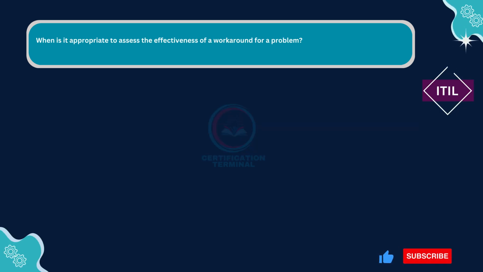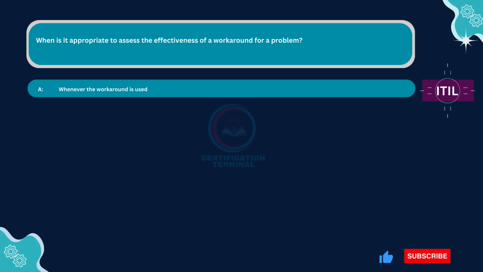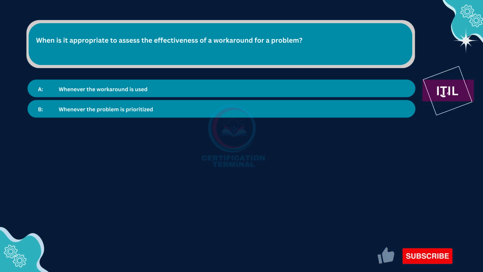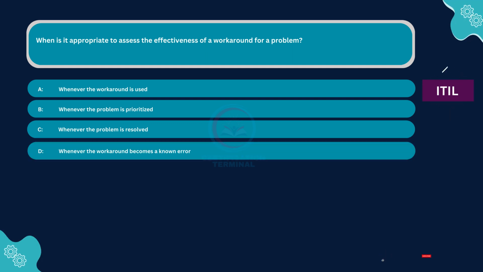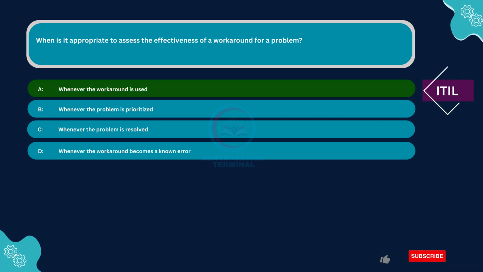Next question. When is it appropriate to assess the effectiveness of a workaround for a problem? Option A, whenever the workaround is used. Option B, whenever the problem is prioritized. Option C, whenever the problem is resolved. Option D, whenever the workaround becomes a known error. The correct answer is Option A, whenever the workaround is used.